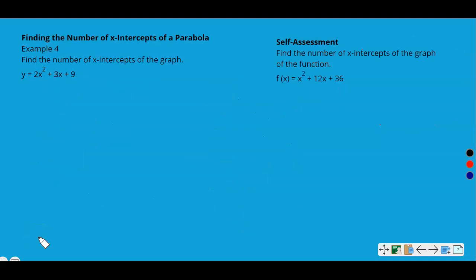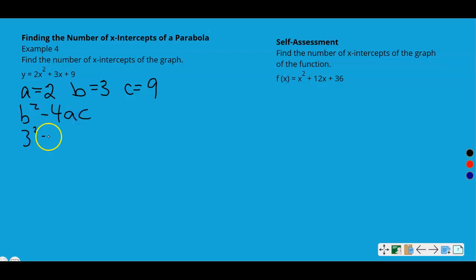Example 4 says finding the number of x-intercepts of a parabola. Okay, the x-intercepts are the solutions. So again, we're going to be looking at basically the same thing. We need to find the number of real solutions that we have, because those are going to be your x-intercepts. So that would be your discriminant. So we're going to have b squared minus 4ac.